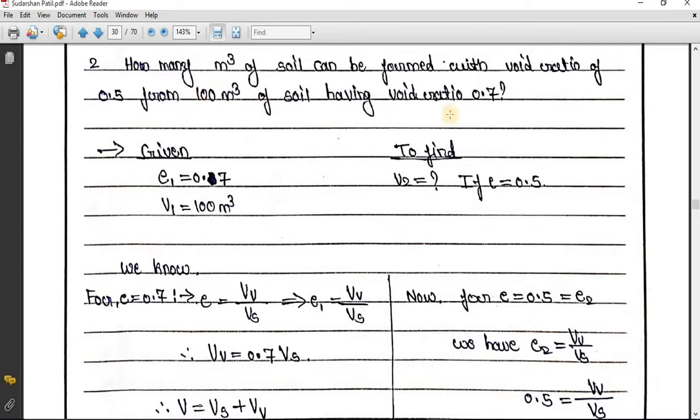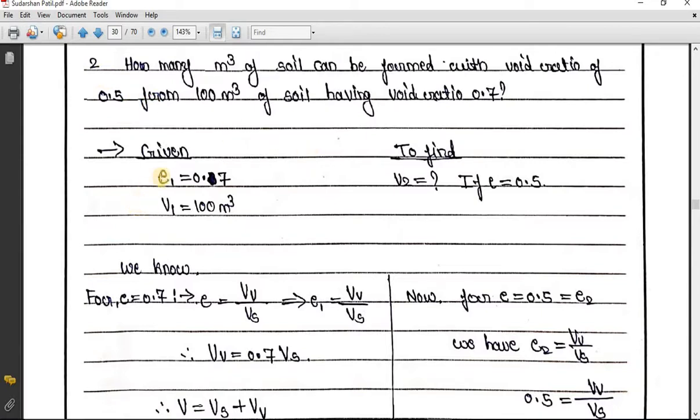What they are asking is, initially the void ratio was 0.7. At that time the total volume of soil was 100 meter cube. After that the void ratio was changed to 0.5. From 0.7 it has changed to 0.5. So at that time, what is the volume of soil which we are going to get? They are asking what is the volume of soil which we are going to get when the void ratio changes.